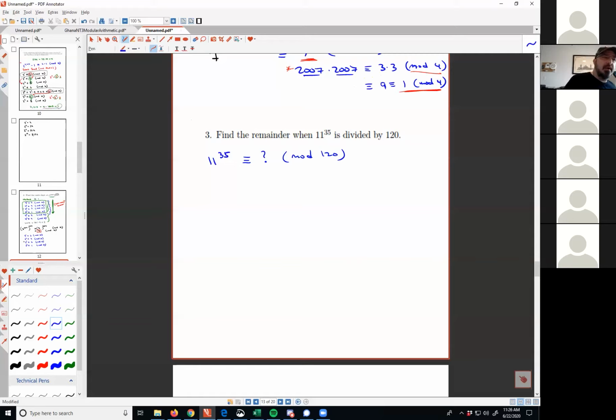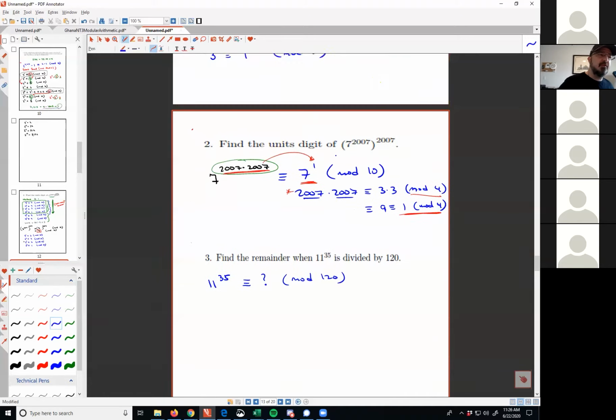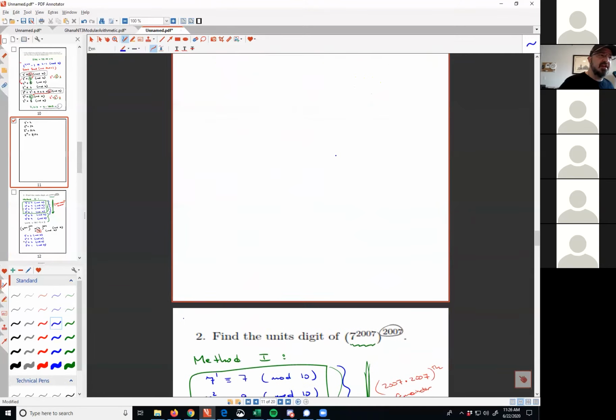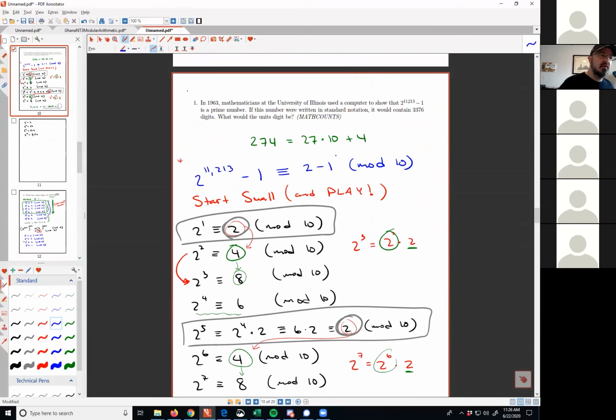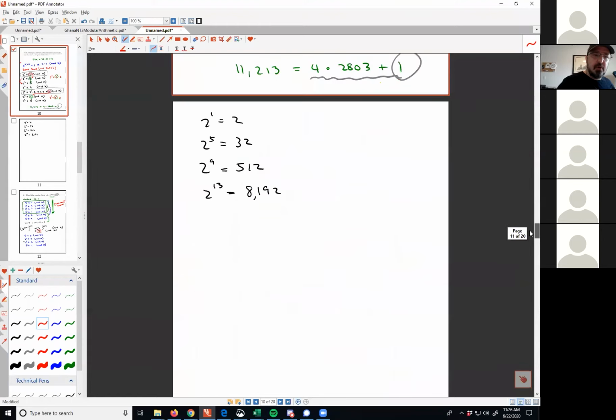I don't know how we can get from mod 10 to mod 120 necessarily. Two numbers can be equivalent modulo 10, but not equivalent modulo 120. So I don't know if that can give us the complete solution as we multiply. But what we can do is try what we did before. What was our very first strategy? We looked for a pattern in the powers in mod 10. Yeah, let's start small and play.